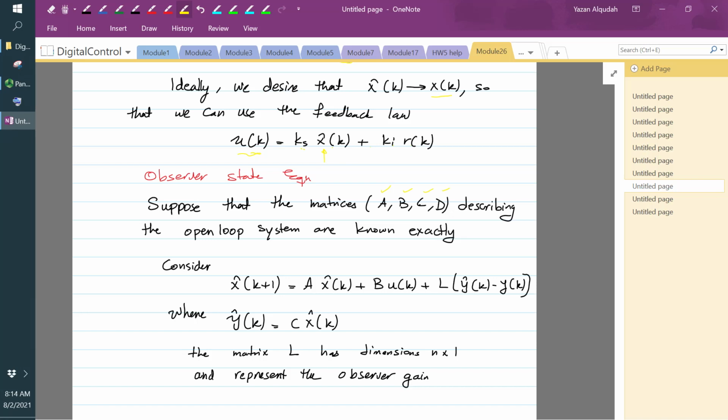Now we're going to consider the estimate of the state. x tilde of k plus 1 is equal to A multiplied by x tilde of k plus B u of k plus L multiplied by y tilde minus y of k. And y tilde is just equal to C multiplied by x tilde.